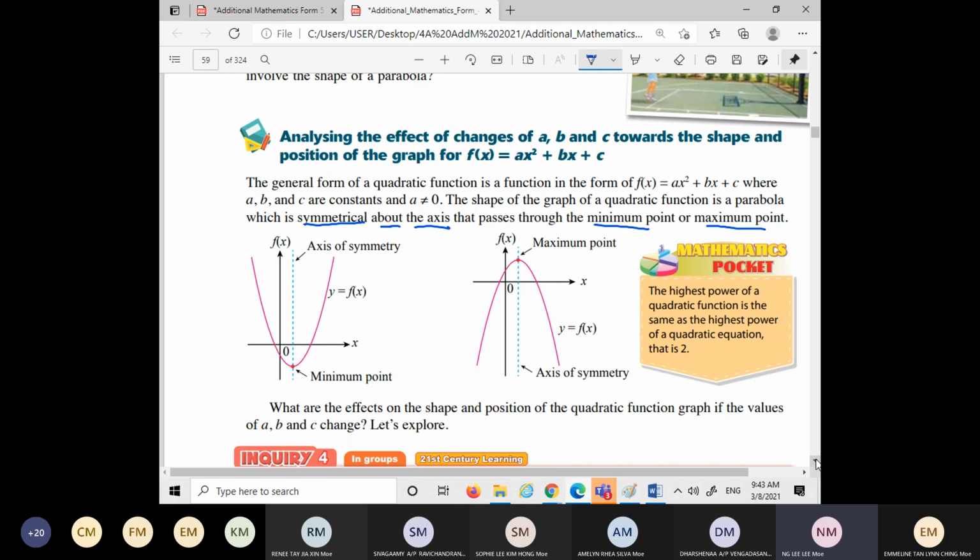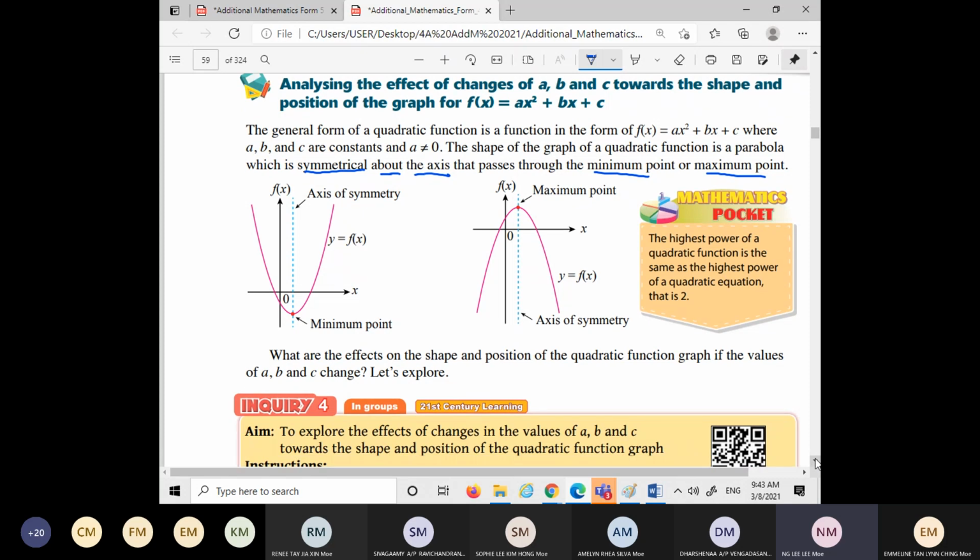Okay, afterwards I will show you this. Maybe not today, but some other day. Sure, confirm there are questions about this. Okay, look at this. The highest power of a quadratic function is the same as the highest power of a quadratic equation, that is 2.